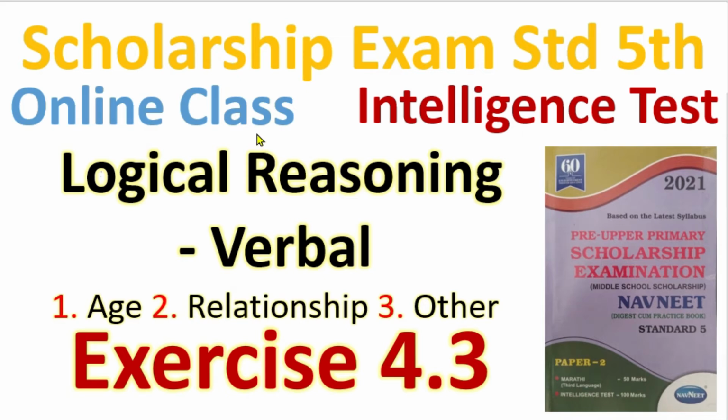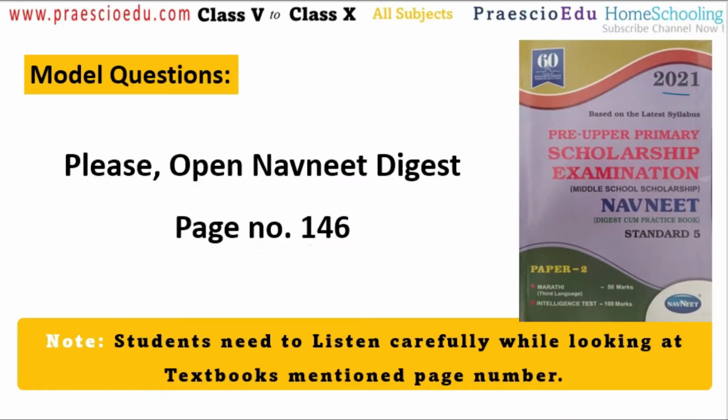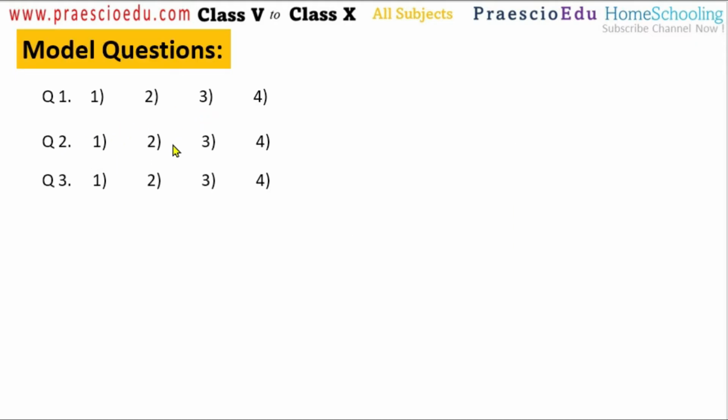This is online class subject intelligent test and the topic is logical reasoning verbal. Now in this video we are going to see the exercise 4.3 which is available on page number 147. But before this one we are going to make an overview of model questions. There are three questions on page number 146. So question number 1 is there.